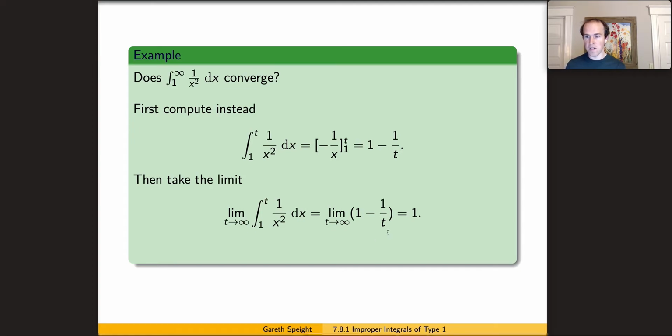Okay, and the 1 over t piece goes to 0, so we're just left with 1. So in this case, we followed all the same steps, but because the antiderivative and the function was different, we got a very different answer, right? Here, the limit exists and it's a finite number. So that means that the integral from 1 to infinity of 1 over x squared is convergent. So this is a convergent improper integral with value 1.